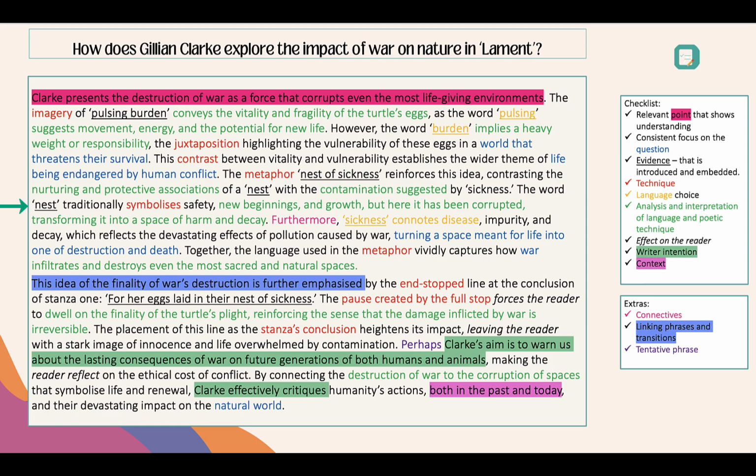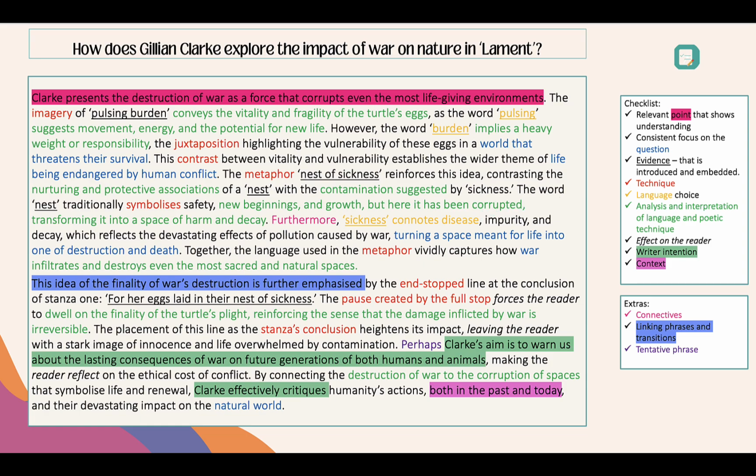The word nest traditionally symbolises safety, so again I'm commenting on method here, it's a symbol. New beginnings and growth, but here it has been corrupted, transforming it into a space of harm and decay. Furthermore, so I'm now going to add on to this analysis and this interpretation. Sickness connotes disease, impurity. So look how many times I'm talking about the connotations of these words. So always think to yourself, what do these words mean? What are the connotations of these words in the real world outside of the poem? And then you think, well, then how has the poet used those associations with that language? Connotes disease, impurity and decay.